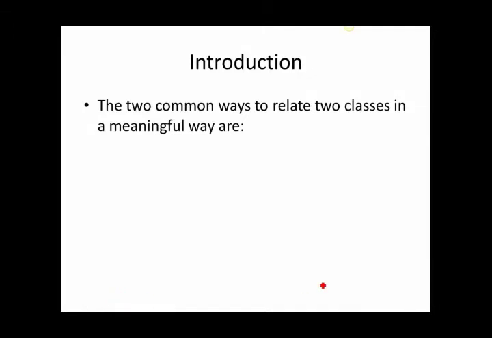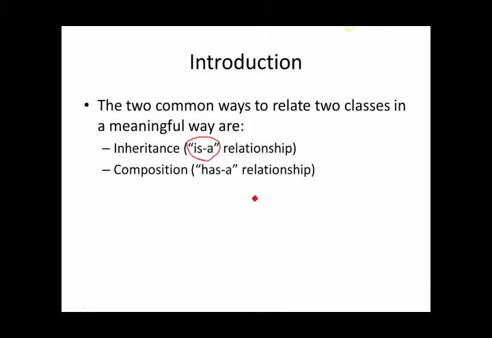When it comes to object-oriented programming, there are two common ways to relate classes in a meaningful way. Those two ways are inheritance, which is what we're talking about today and is basically an is-a relationship, and composition, which is a has-a relationship. Okay? So we're going to start with inheritance today.